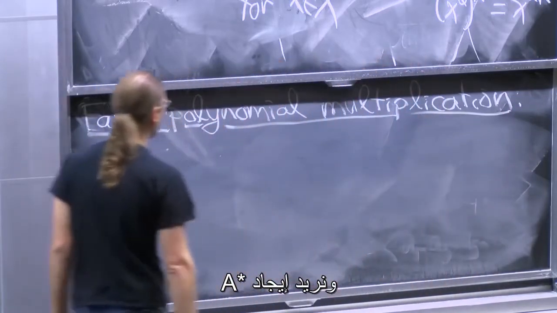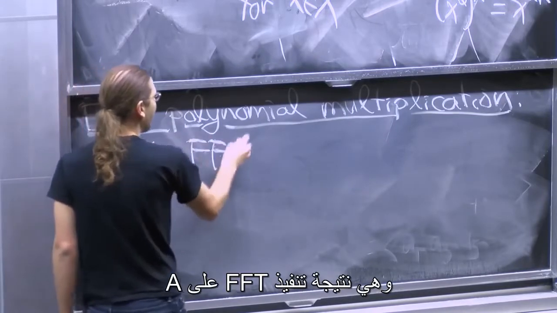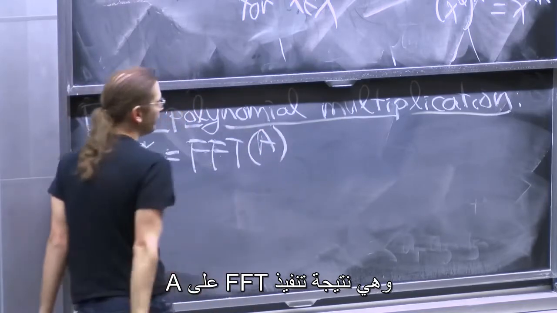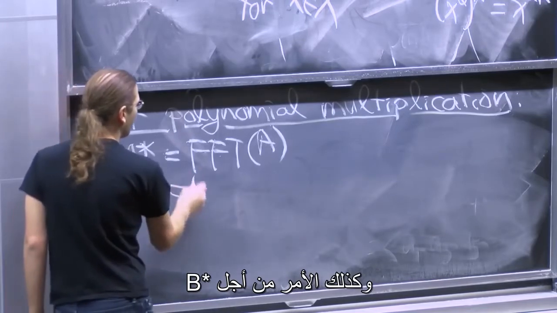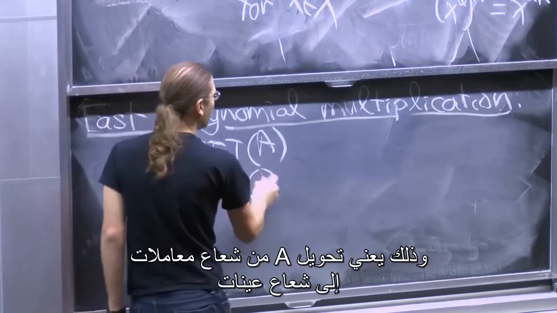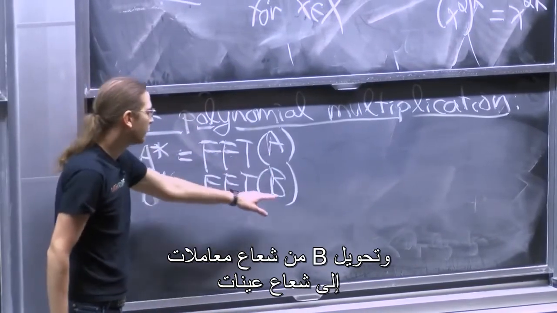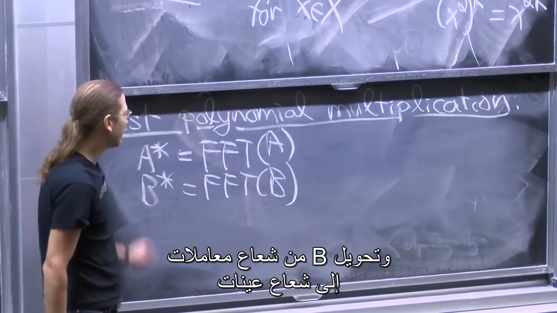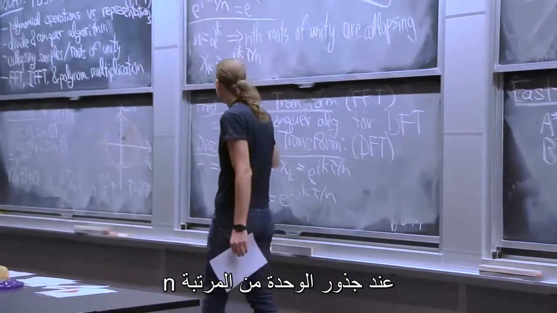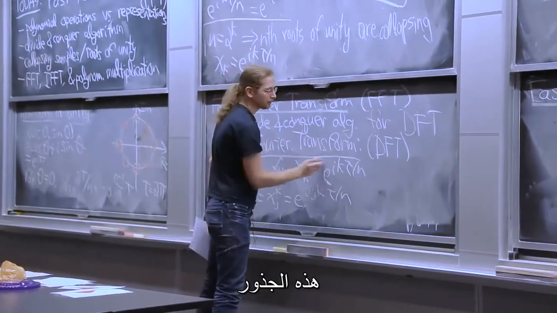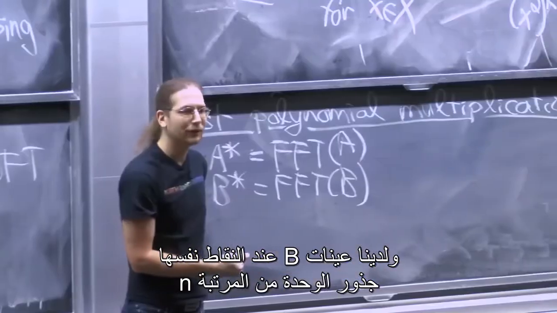What we need is, I'll call A star, which is the result of running FFT on A, or the discrete Fourier transform of A. B star, do the same thing. So what this means is convert A from a coefficient vector into a sample vector. Convert B from a coefficient vector into a sample vector. Now I have the samples of A at the nth roots of unity, these guys. And I have the samples of B at the exact same points, the nth roots of unity.